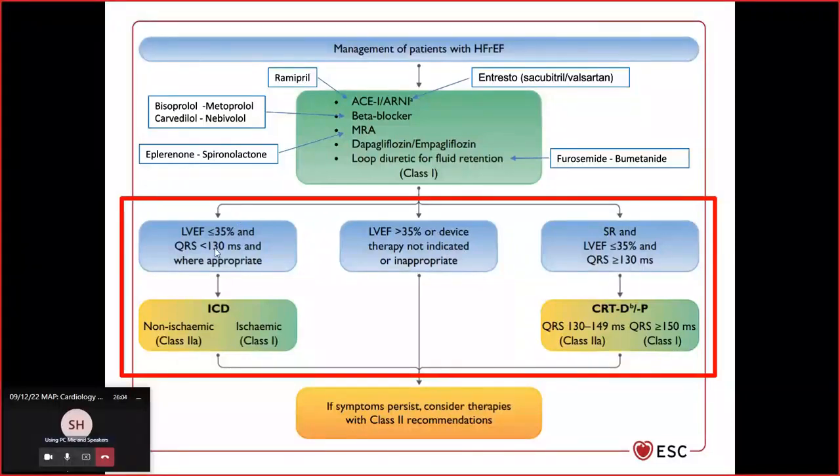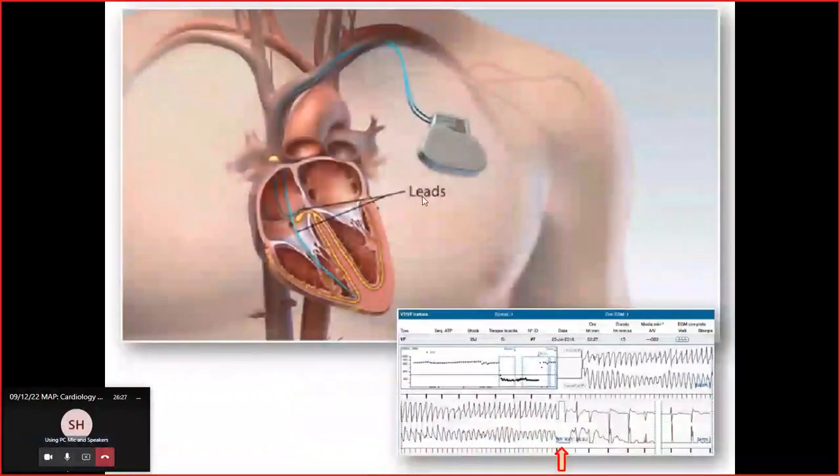If you come to the other arm here, if the QRS duration is less than 130, which means that the LV is contracting at the same time as the RV, there is no role of CRT in this patient, but we might consider this patient for ICD, because with this low ejection fraction, the heart is very liable to develop ventricular tachycardia or ventricular fibrillation.